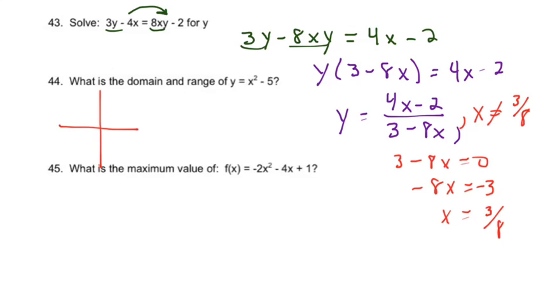Domain and range, this is a parabola that you can graph on your calculator pretty quick, and you'll see it starts at negative 5 and opens up. Domain goes left and right forever. Range, y values are greater than or equal to negative 5. And what is the maximum value of this function?